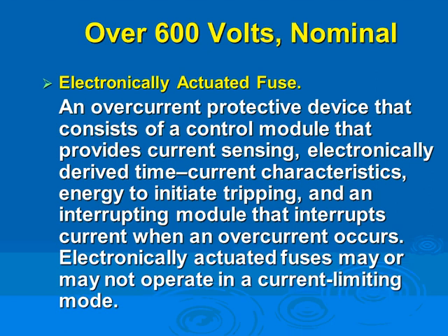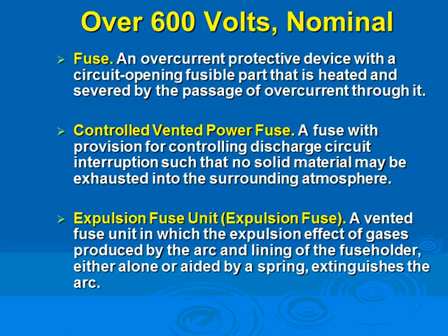These are intelligent types of fuses, guys. They have time-current characteristics. They can sense that you have a short circuit. They're used at 5K, 15K, or 25K volts. They sense they have an overload condition, and they initiate a triggering mechanism. So they will trip like a circuit breaker. They have a current characteristic, energy to initiate triggering, and an interrupting module that interrupts the current when an overcurrent condition occurs. They can also be current limiting fuses. So these are smart fuses.